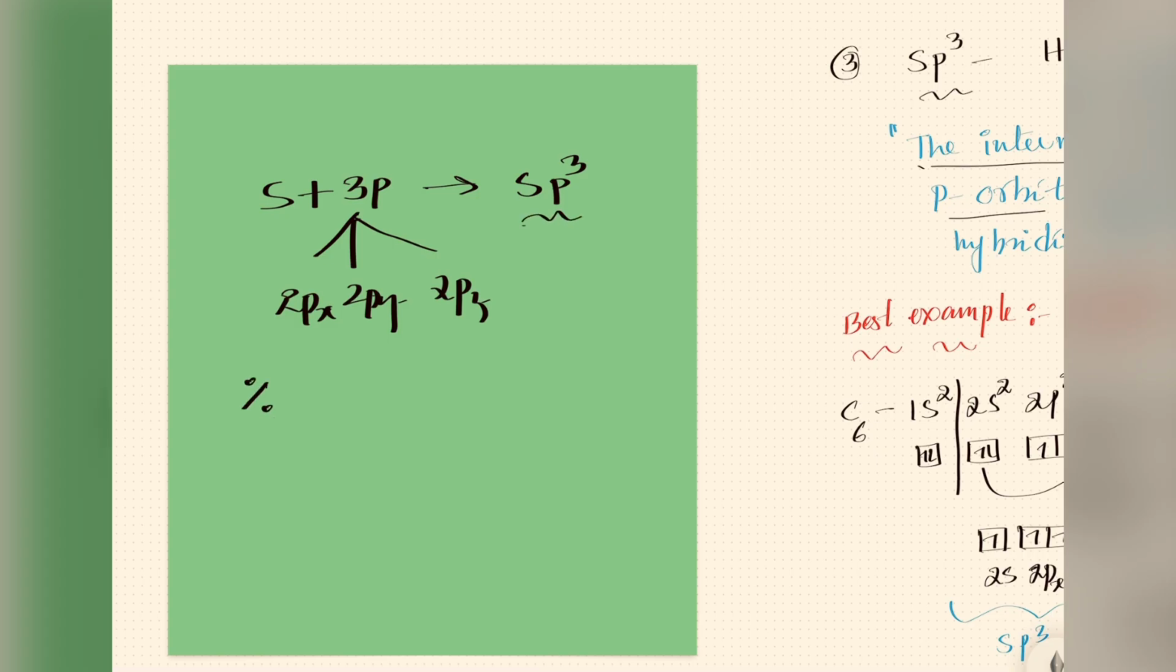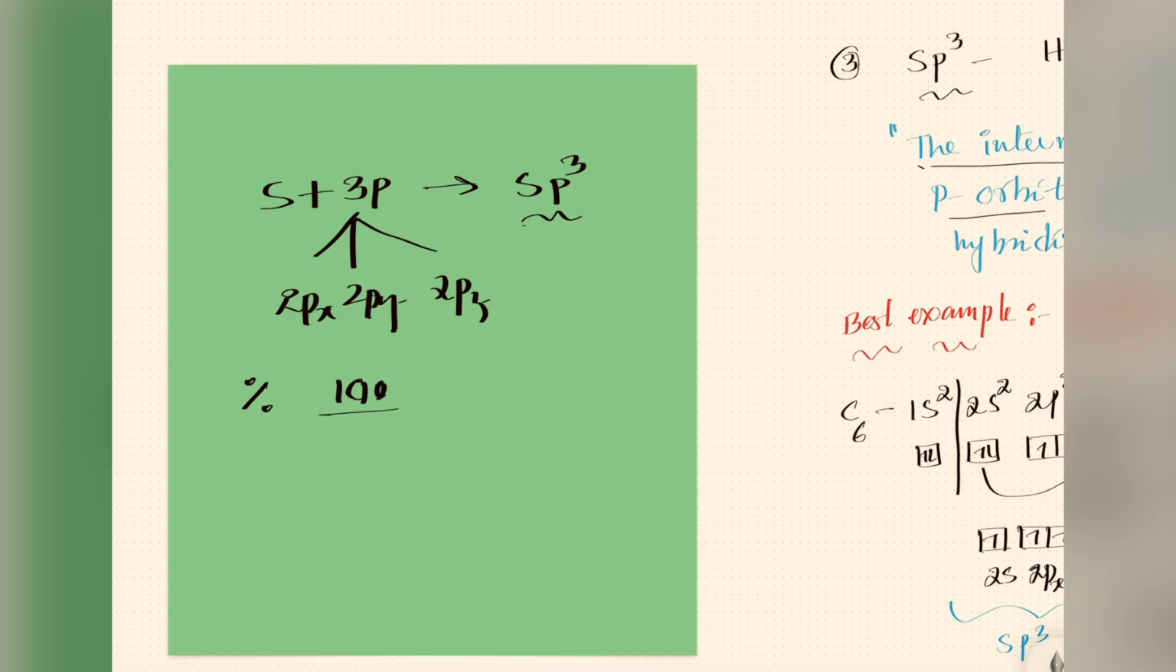We can go for here. So one s orbital, three p orbitals. What are the three p orbitals here? One is 2px and 2py and 2pz, like this. These three p orbitals intermix with s and form sp3 hybridization. So what is the percentage of this? Totally we have 100%.